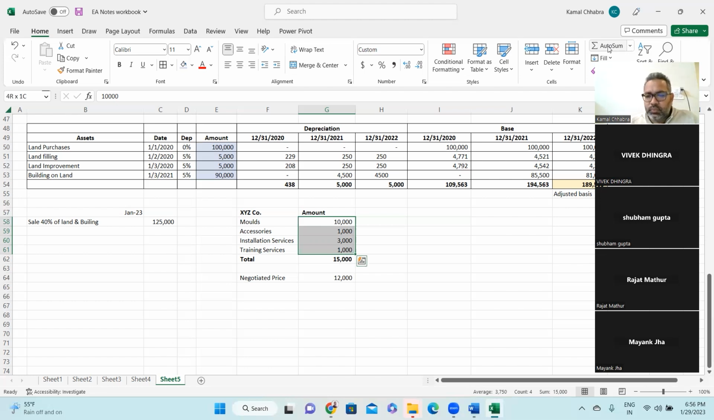Sir, these training services are training on the machines. Yes, how to use that machine, basically. The first-time training, how to use and operate that machinery. Then 12,000, in my view. Okay, tell me, Shubham, Rajat. Sir, 12,000, right? Good.